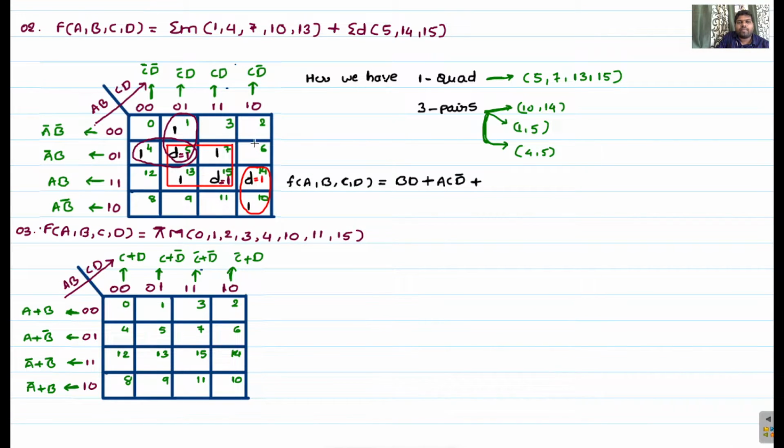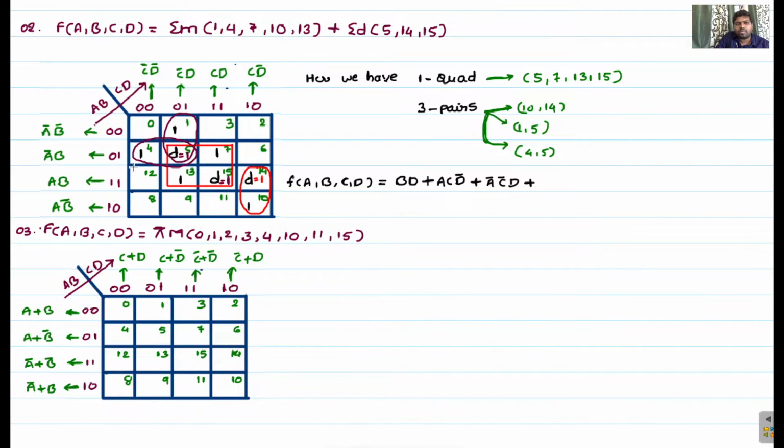1 comma 5 pair. So this 1 comma 5 pair is accommodated with the c bar d column. And if you observe the 0 0 row and 0 1 row, in these two products the common element is a bar, so the final resultant term is A bar C bar D plus next.